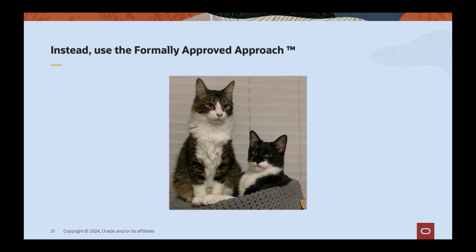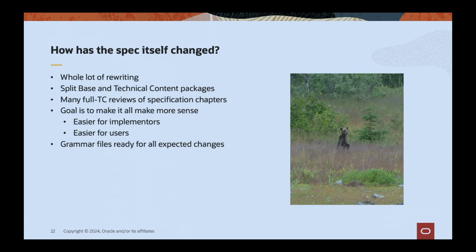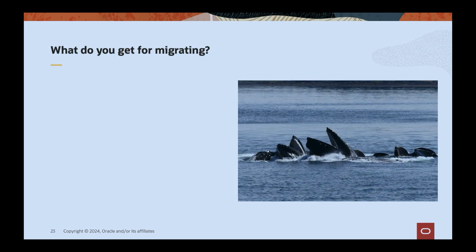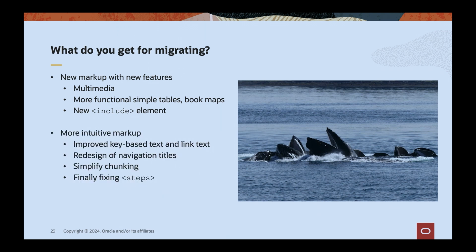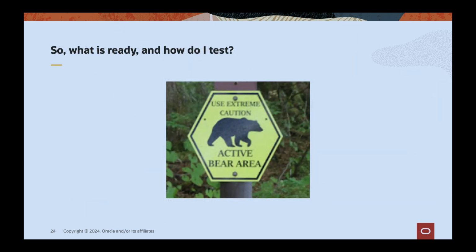So instead now, when we have two ways of doing things, we want to pick one formal method, do what's proper, and get rid of the rest. So the spec has changed itself, there's a lot of rewriting, we don't really need to go into that. What do you get if you want to actually migrate today? Well, the multimedia domain is there. There's more functional simple tables. There's a bunch of new elements. A lot of it is more intuitive. Whenever we did have more than one way to do things, we're trying to pare that down to one way that is more obvious. And then, yeah, we're just getting rid of a lot of stuff that no one was using.